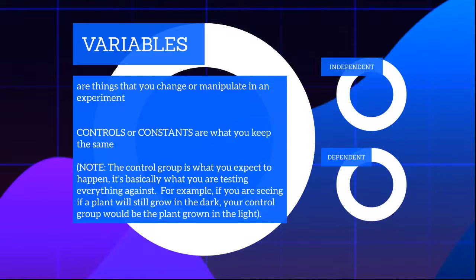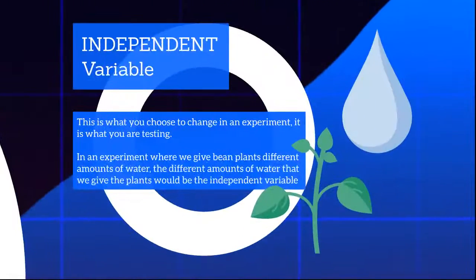Note the control group is what you expect to happen. It's basically what you're testing everything against. For example, if you're seeing if a plant will grow in the dark, your control group would be the plant grown in the light. Two specific kinds of variables that we have are the independent variable and the dependent variable. The independent variable is what you choose to change in an experiment. It is what you are testing.